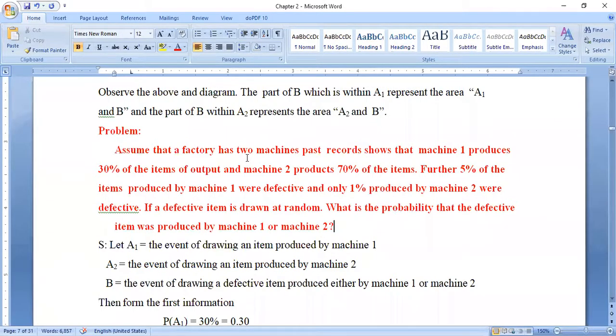Okay, good morning my dear students. So from the Bayes theorem, you observed the problem. In the morning class we discussed the Bayes theorem, the introduction part. So now we will discuss the problematic part, and this problem is very much important. A number of times this type of problem is repeated from the examination point of view. So you see the problem.